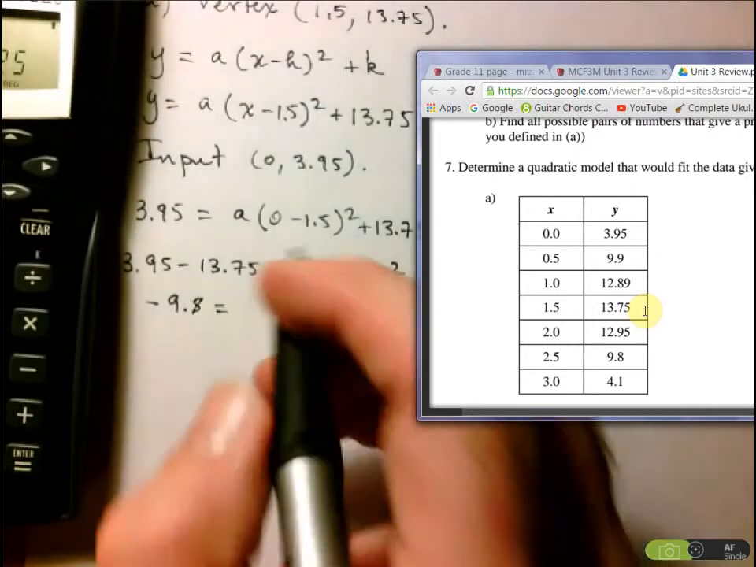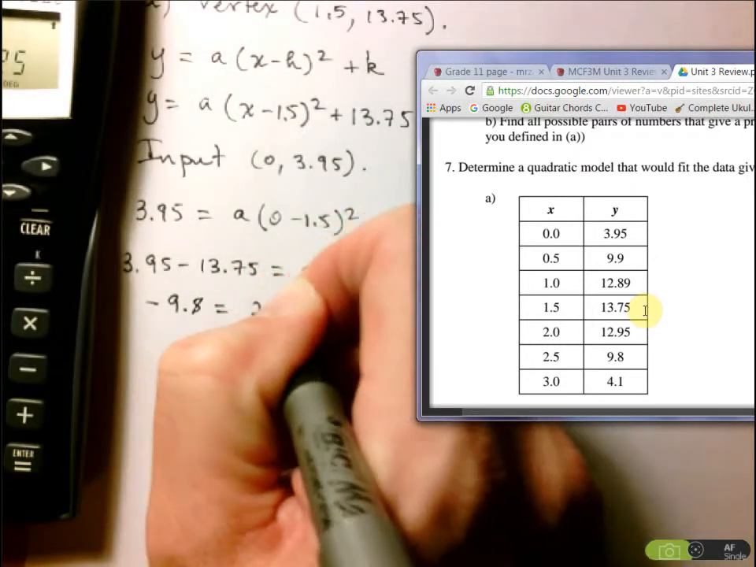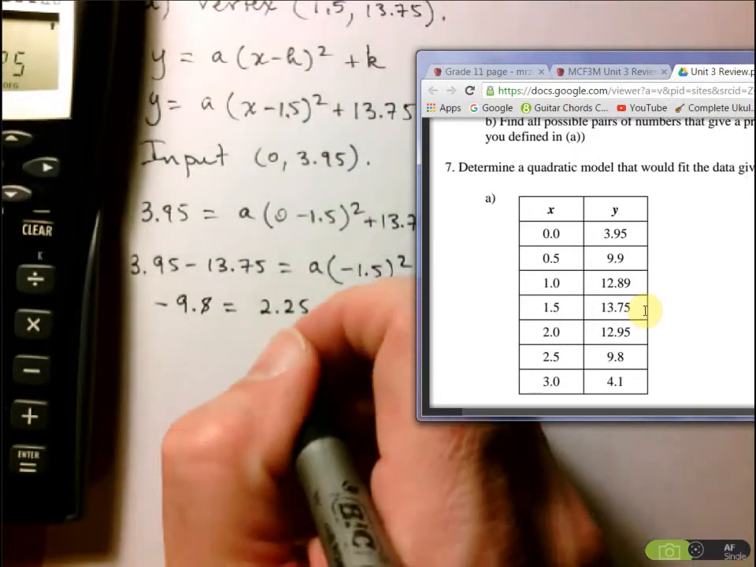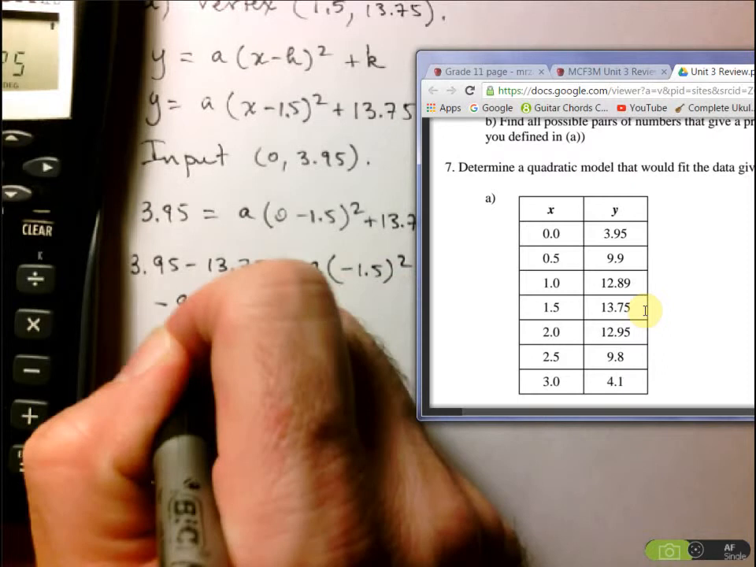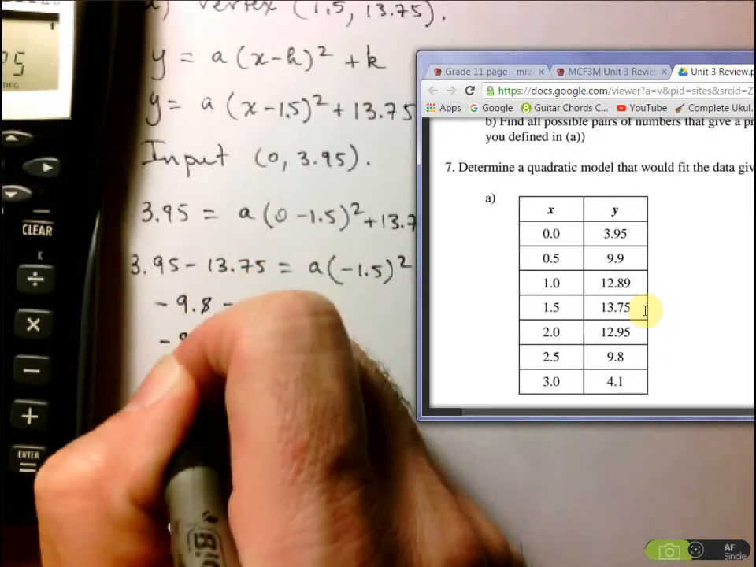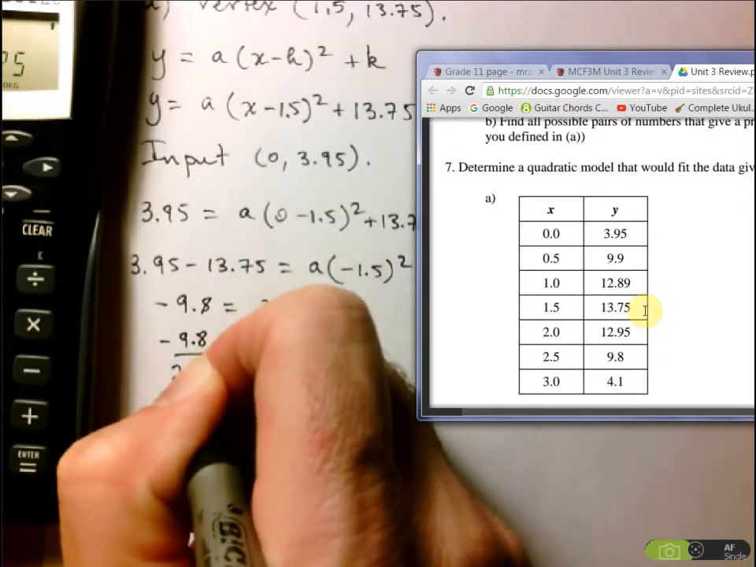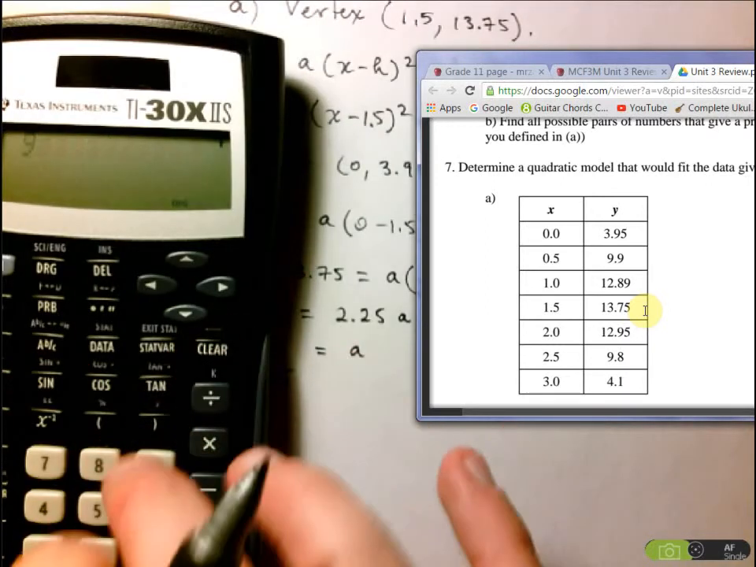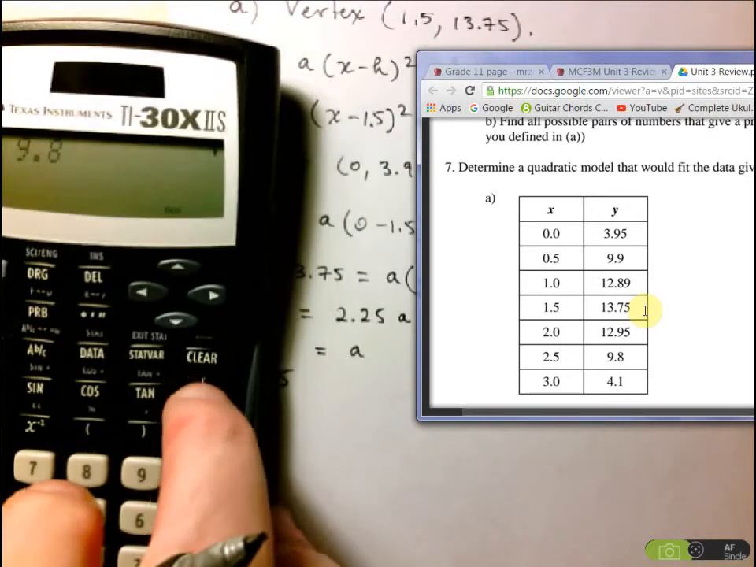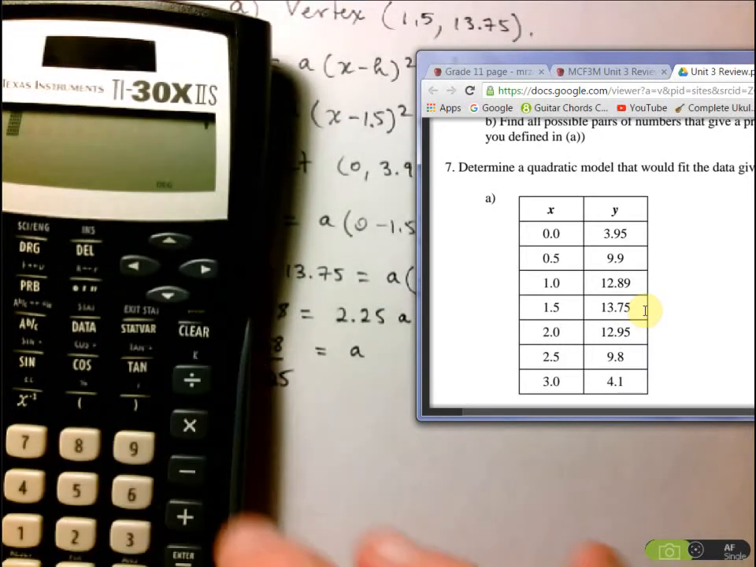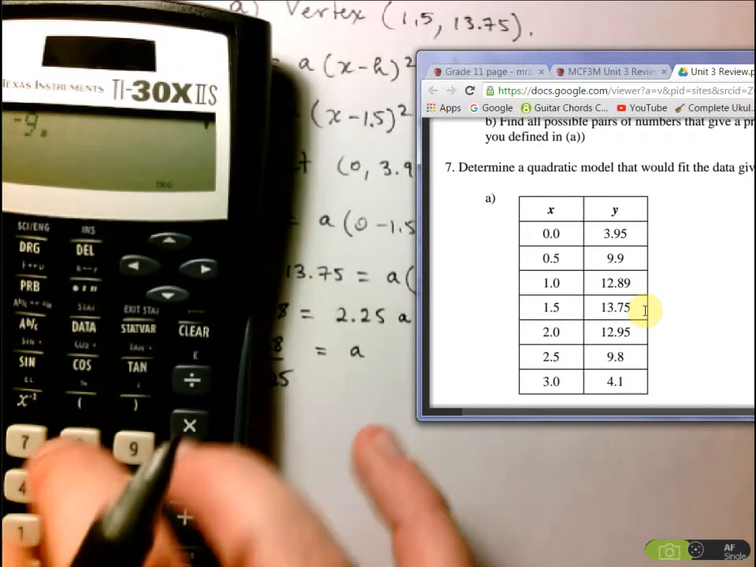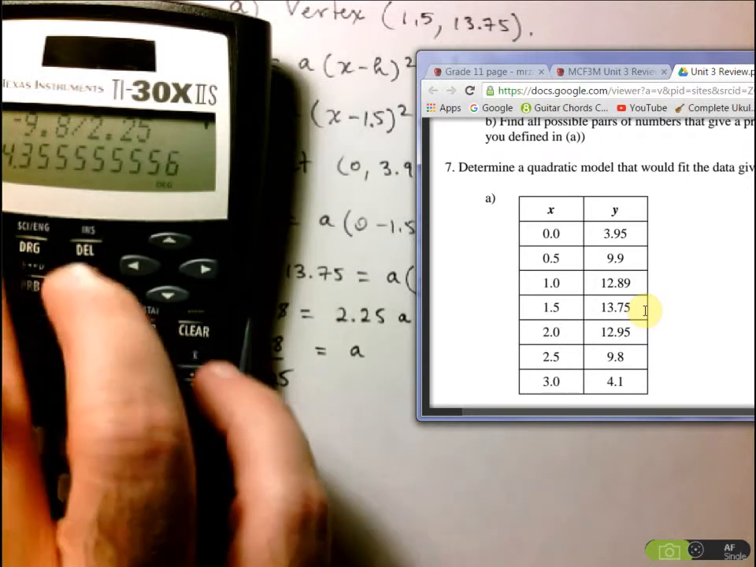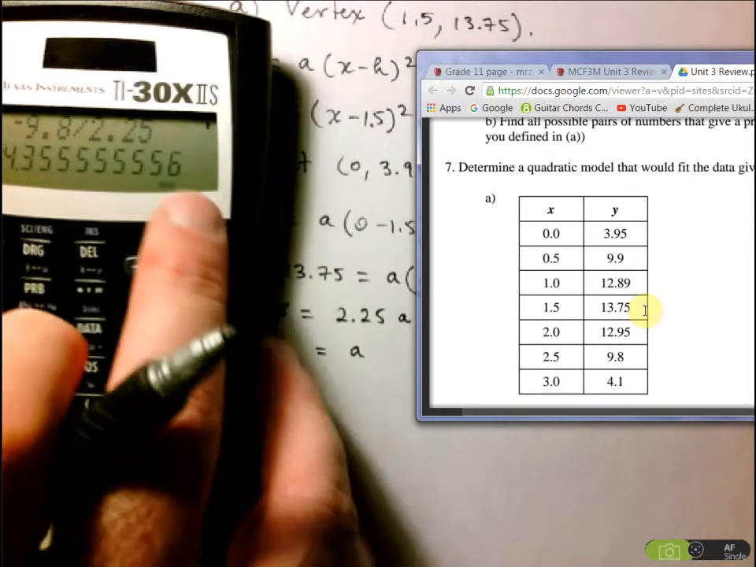So here we've got 2.25 times a, and the last step is just to divide both sides by 2.25. So negative 9.8 divided by 2.25. Let's calculate that. Negative 9.8 divided by 2.25 gives us negative 4.36.